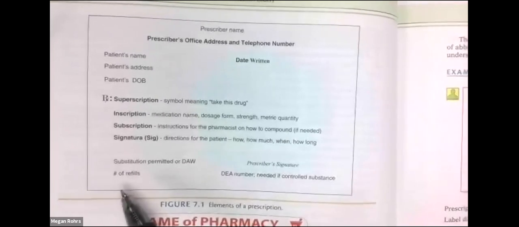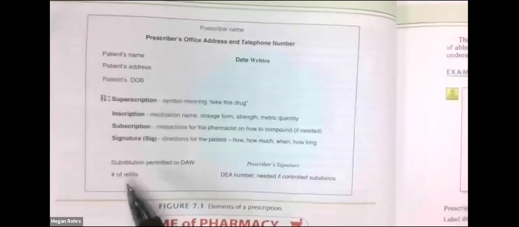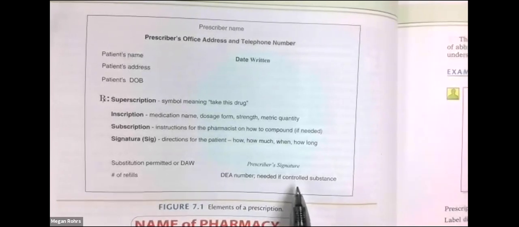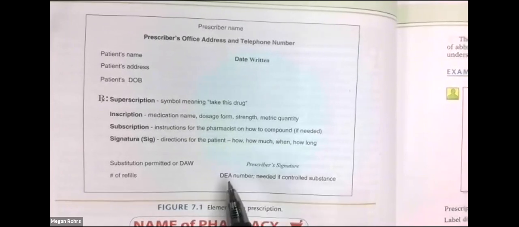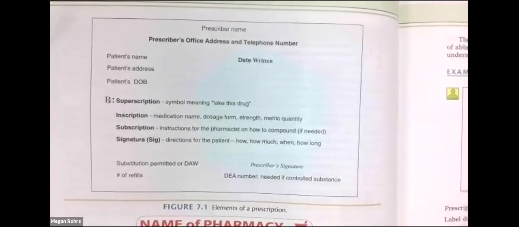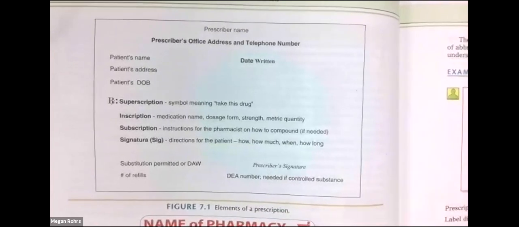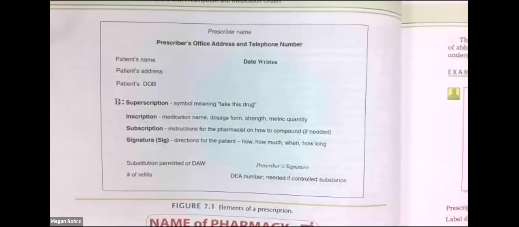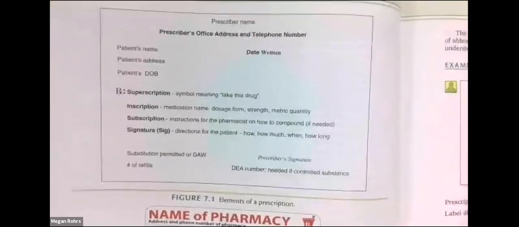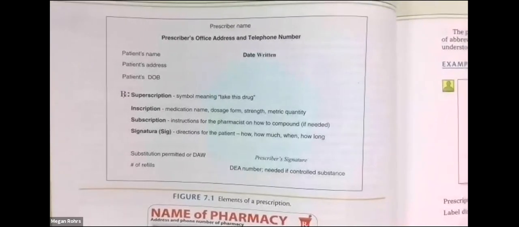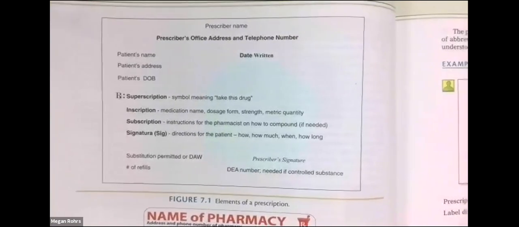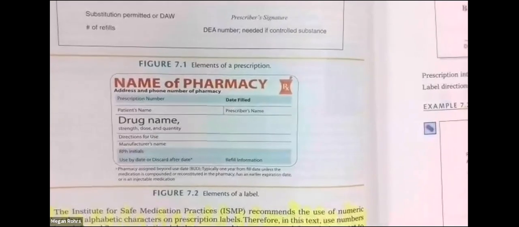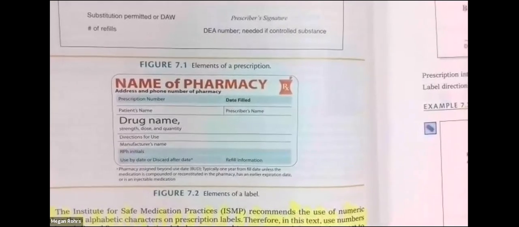Also, however many refills that the prescriber ordered will also be noted on the prescription. And if they are dispensing a controlled substance, the prescriber's DEA number will also have to be listed as well. So I would maybe put a little sticky note on this page. This is a really good reference, definitely a good tool to help you remember all of those different parts of a prescription. And then below that, we have an example of how a label might look. Every pharmacy is different, every system is different.